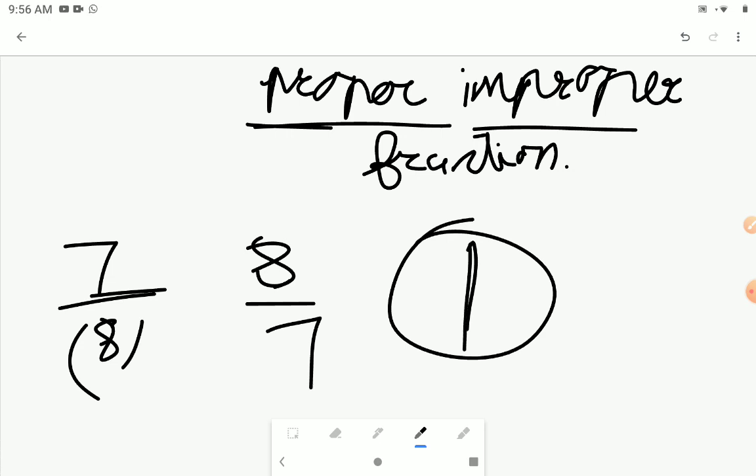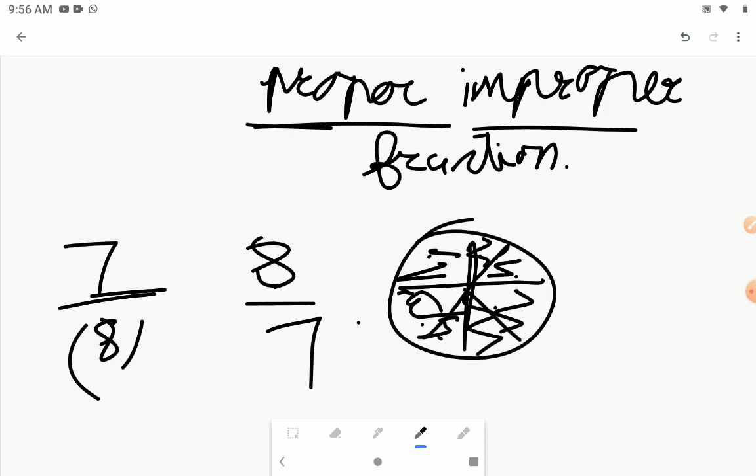If we have 1, 2, 3, 4, 5, 6, 7 parts, and I take 8, 1, 2, 3, 4, 5, 6, 7. Oh, I ran out. How did I run out? Because 8 parts can't be taken from these 7 parts. 7 is a small number, 8 is a large number.